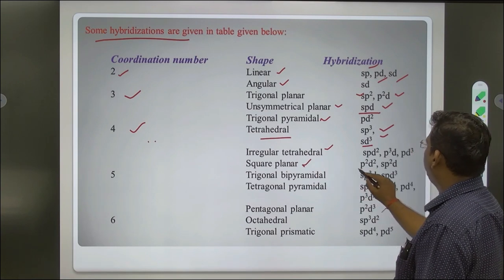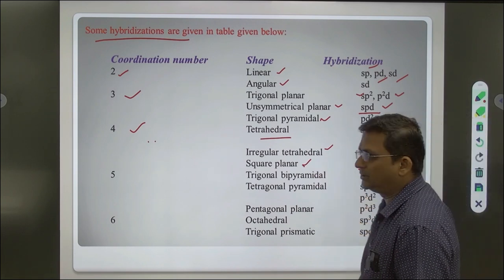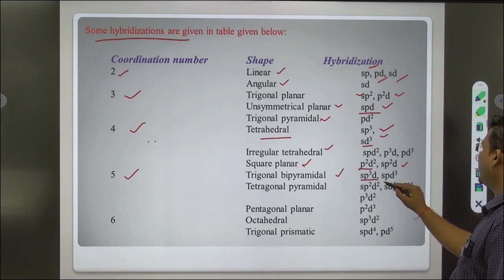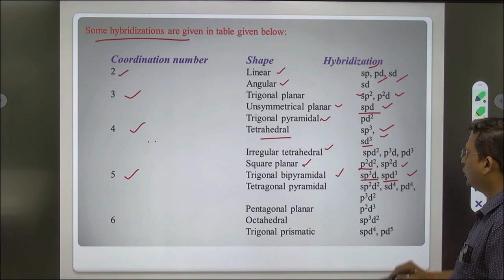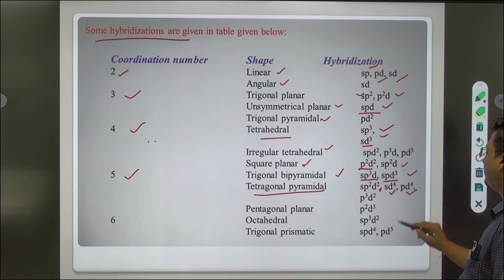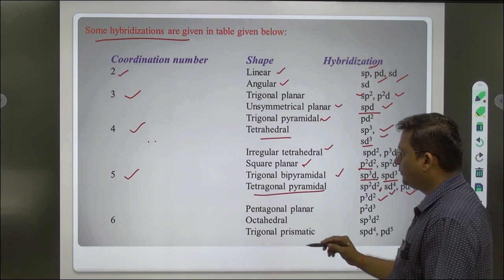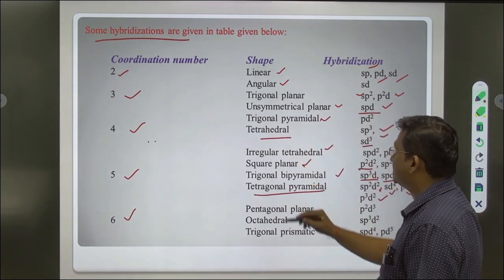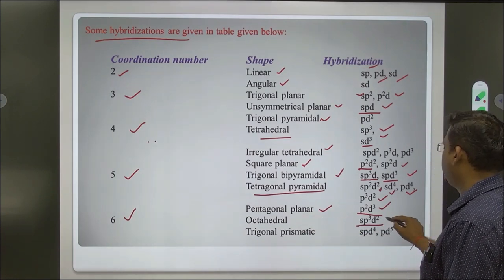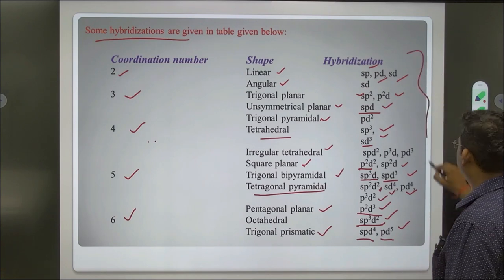When square planar, p2d2 or sp2d, then the square planar structure is confirmed. When coordination number is 5, trigonal bipyramidal, sp3d or spd3 hybridization in a molecule. For tetragonal pyramidal, sp2d2, sd4, pd4 and p3d2 are the hybridizations found in the molecule. When coordination number is 6, pentagonal pyramidal, the hybridization is p2d3, octahedral is sp3d2, and trigonal prismatic is spd4 and pd5. These are the hybridizations of different molecules.